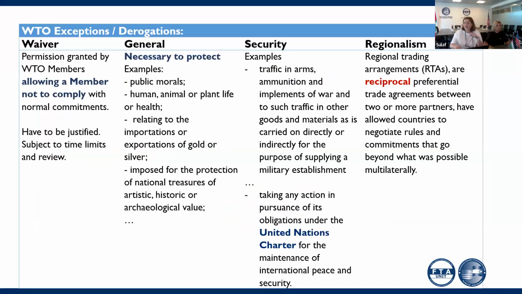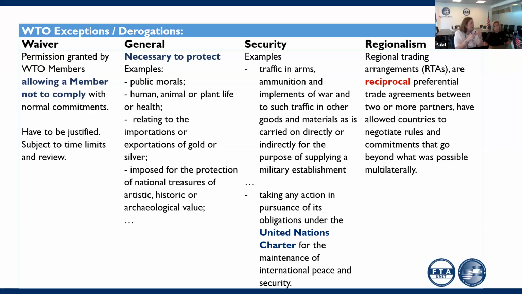The exceptions, as we said, there's a waiver. The waiver is where all the member countries take a vote and allow a certain member to deviate from a specific rule, such as a subsidy. Let's say you have an economy that wants to grow, so they give you a waiver that allows you to support exports in a certain field. Again, the waiver is time-bound and all of that.